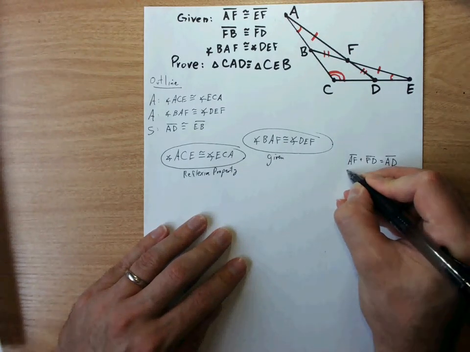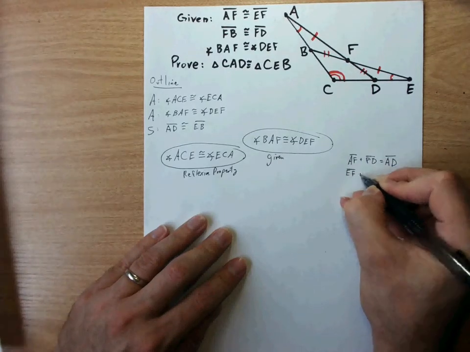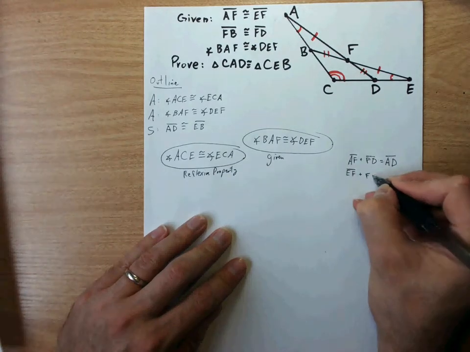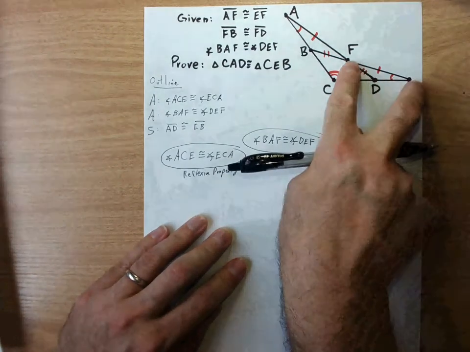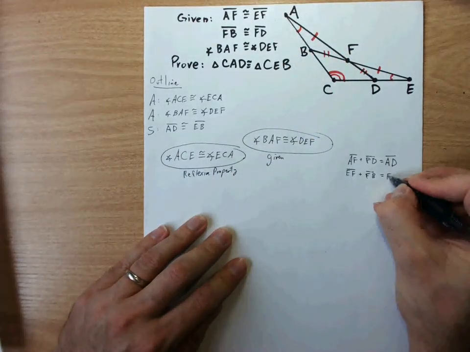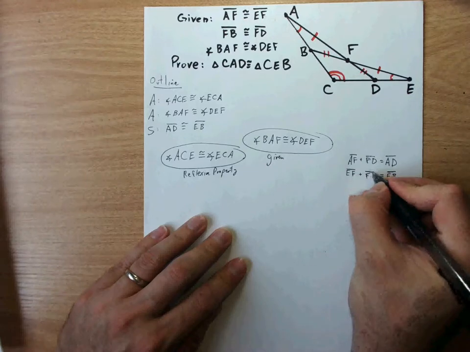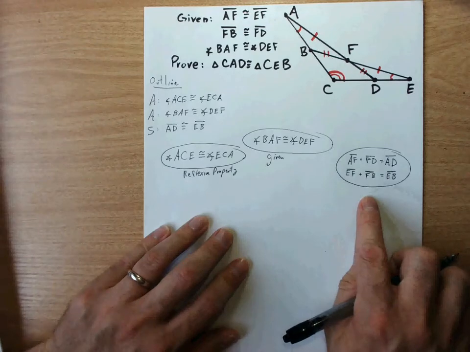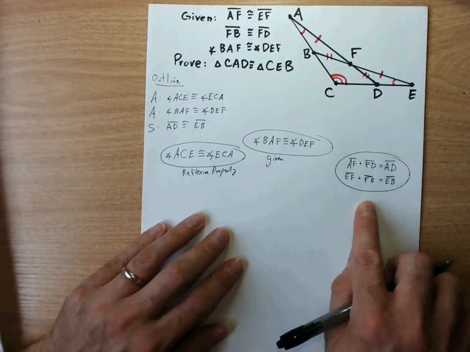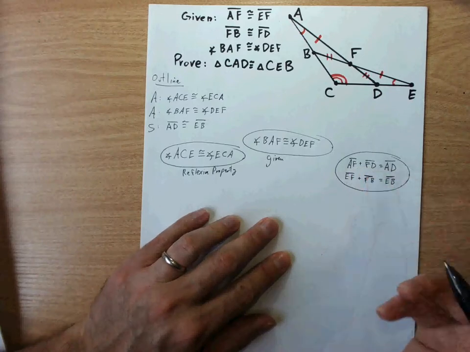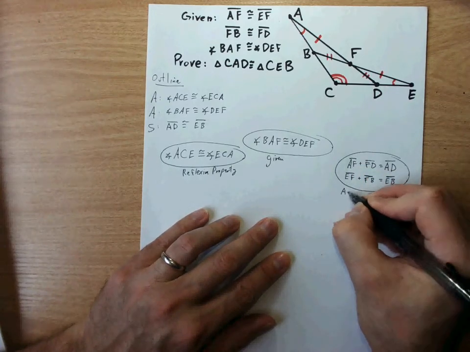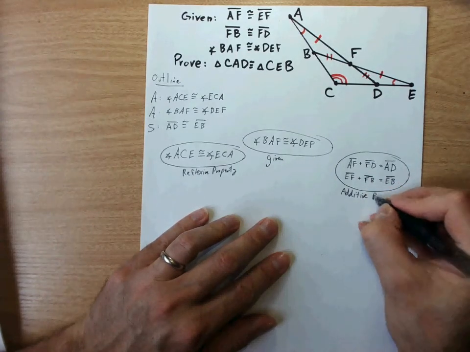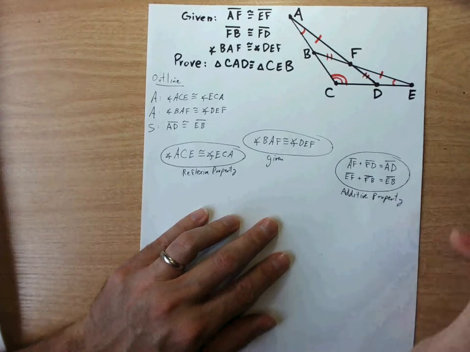All right, so segment EF plus segment FB, EF plus FB is equal to EB, that segment. All right? Okay. Now, why is that true? It seems pretty obvious, right? It's true because that's how addition works. That's what addition means. So it is the additive property, or the addition property would be fine.